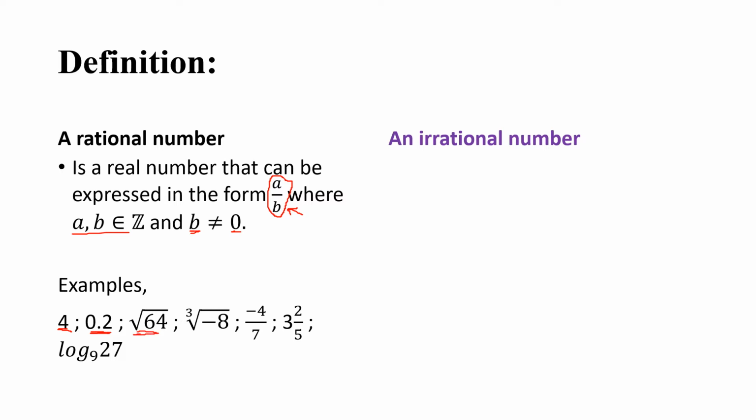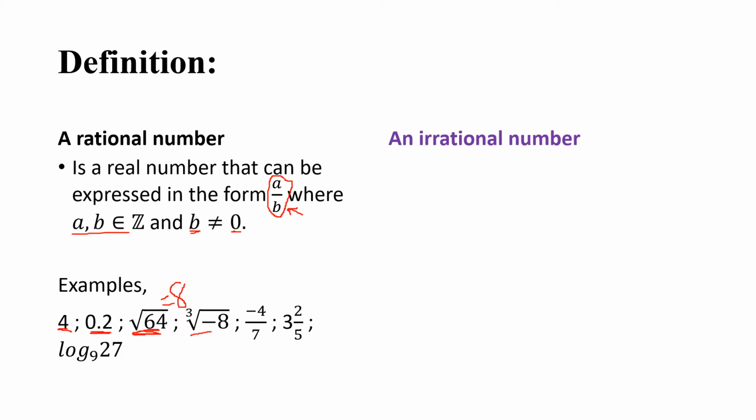Likewise, we have the square root of 64. The square root of 64 is a rational number because we can simplify this to 8. So we are saying as long as we can simplify any number in any form and end up having something in the form a over b, where both a and b are integers and b is not equal to 0, then that number is a rational number.